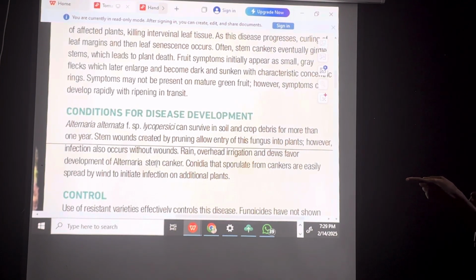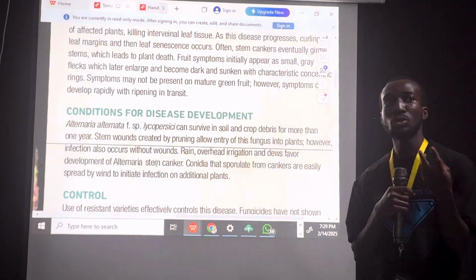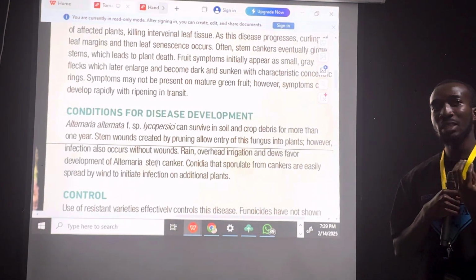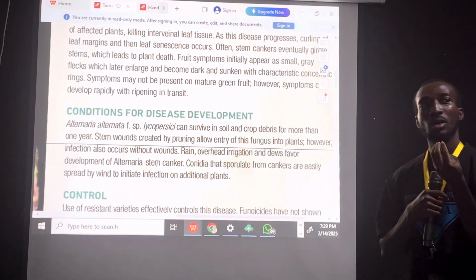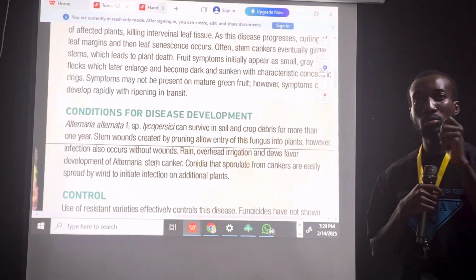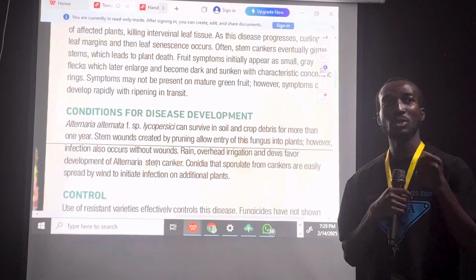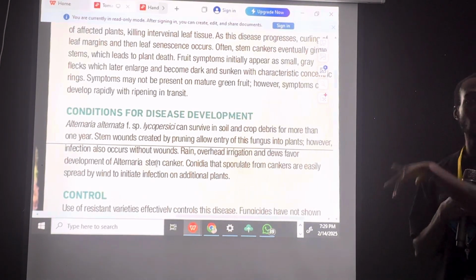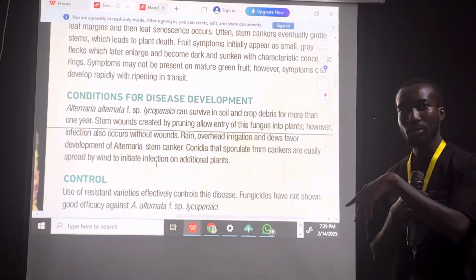Apart from wounds, there's another practice that can also transmit this fungus. When you are trellising your plant and you are careless with the way you trellis, you start to damage the tissue of your plant, and you can definitely transmit this disease from one plant to another.